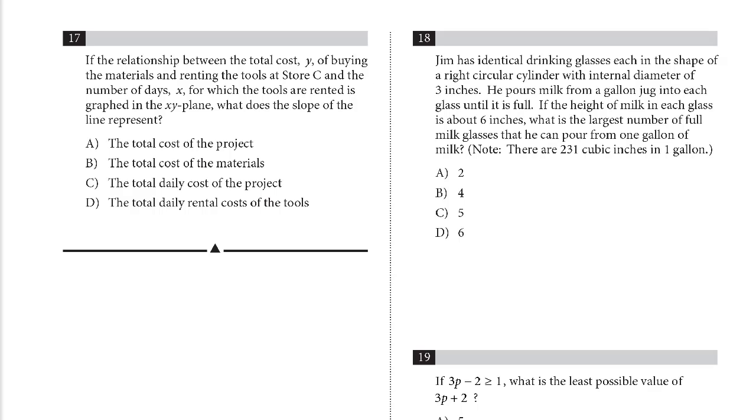17 is: the relationship between the total cost Y of buying the material and renting the tools, store C, and the number of days X the tools are rented is graphed on the XY plane. What does the slope of the line represent?